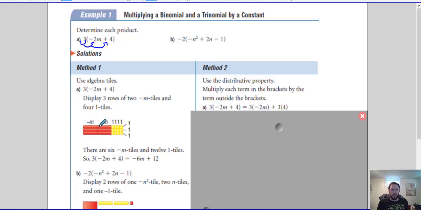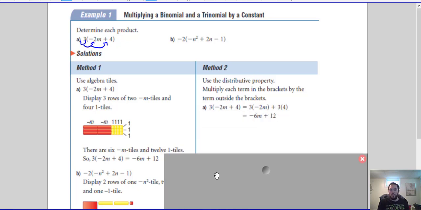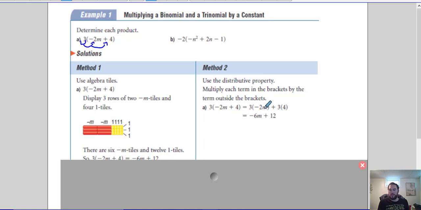So we have negative 1, 2, 3, 4, 5, 6m, and we have 4, 8, 12. So negative 6m plus 12. But alternatively, we can take this multiplication and split it up. We can say 3 times (negative 2m plus 4) is 3 times negative 2m, which is negative 6m, and 3 times 4, which is 12.